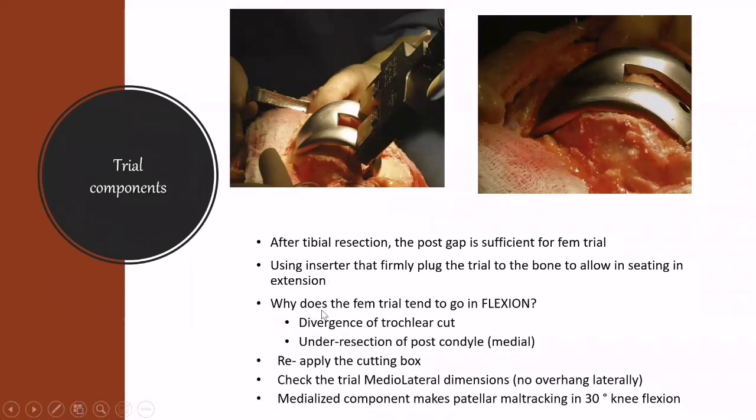So why does the femoral trial go in flexion? It is due to divergence of the femoral cut, under resection of the trochlear cut anteriorly, or under resection of the posterior condyle, especially in the medial side, especially when you have a varus knee. So reapply the cutting box again and check the mediolateral dimensions.